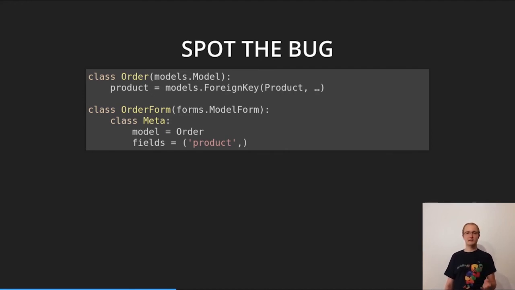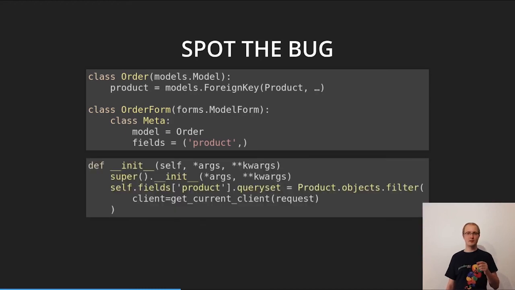But it will give us a select box, a very nice model choice box that I believe Carlton will be talking a lot more about later today. And it will list us the products of all clients in the system. And the way around this is, again, pretty straightforward, but a little bit cumbersome. It requires you to override the underscore init method and set a custom query set for that field.